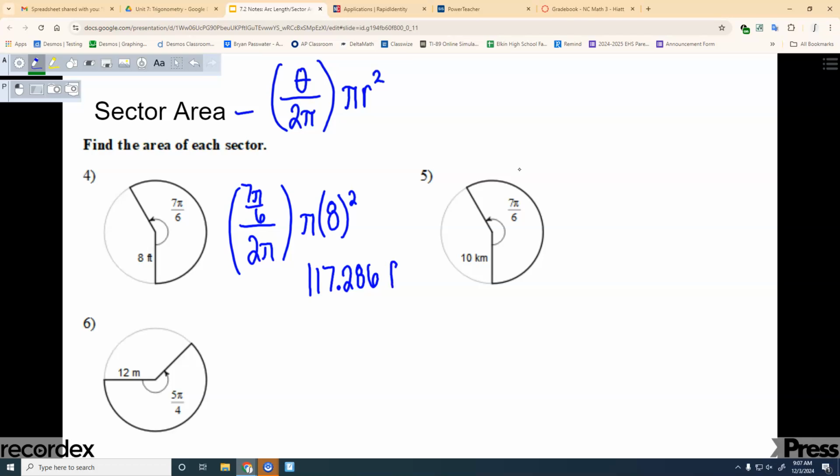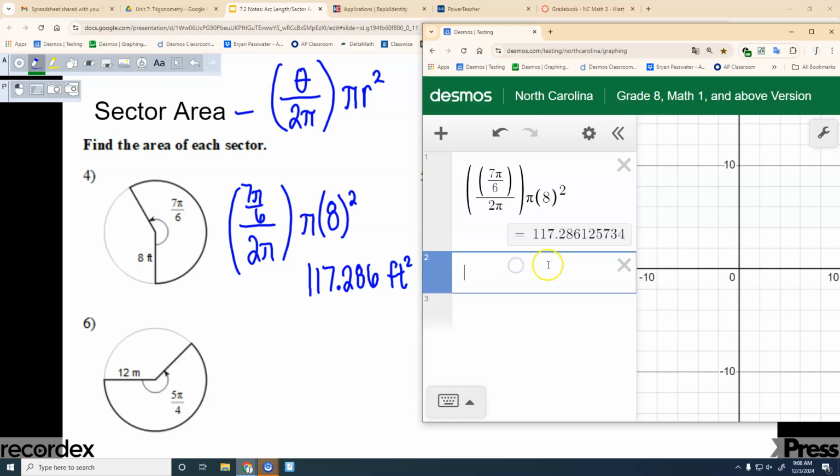And that would be square feet. Okay, so when you are typing this in, if you do 7 pi over 6 like that without parentheses, it'll kind of mess it up. So put some parentheses around your 7 pi over 6. You actually don't have to have that other set of parentheses. If you do divided by 2 pi, I think it's going to work just fine if you do it this way. And then you'll do pi.